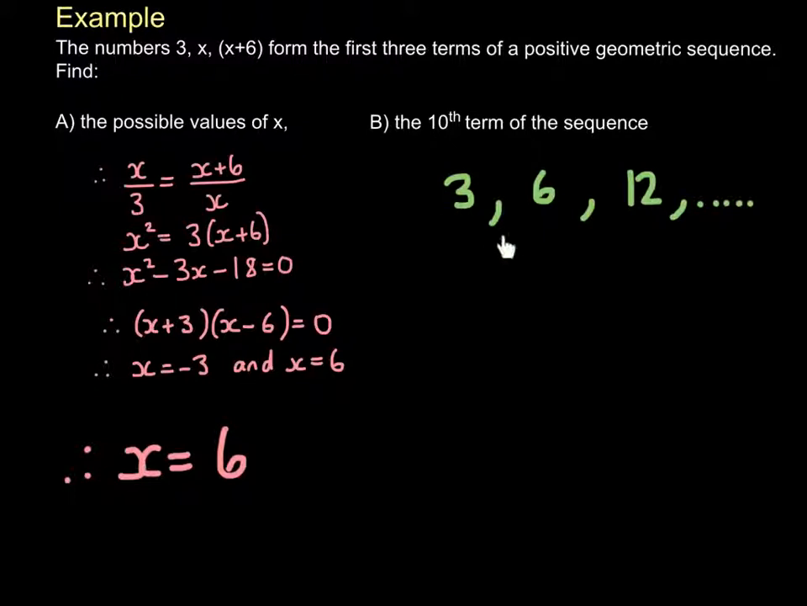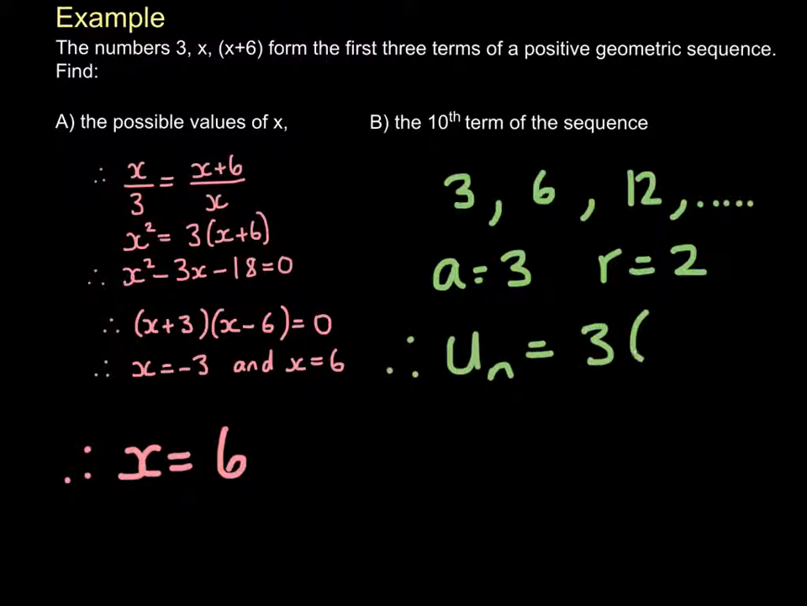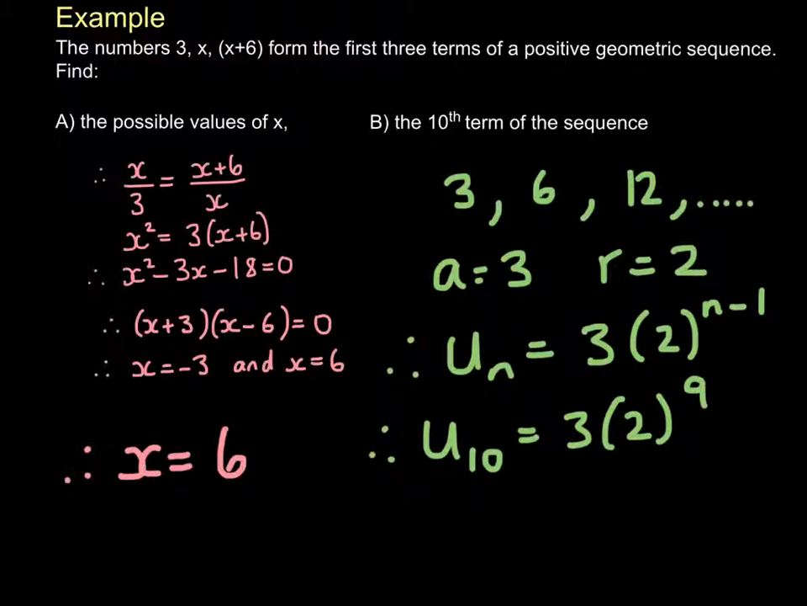Now to get the 10th term, we'll get our nth term first, and then use that to get our 10th term. So a is 3, r is going to be 2. So our nth term is going to be 3 times brackets 2 to the power n minus 1. So therefore our 10th term is going to be 3 times 2 to the power 9. We'll just take that into the calculator, and we get our 10th term is equal to 1,536. That's all finished.